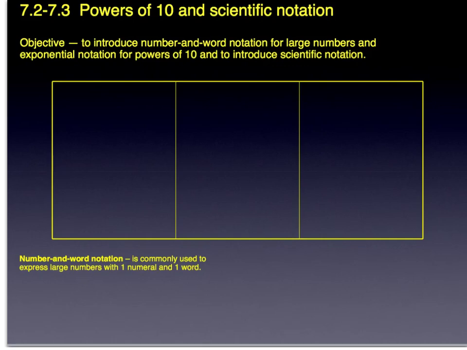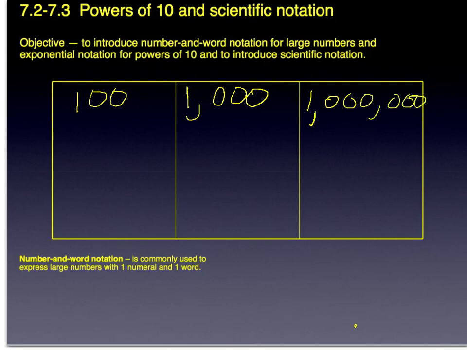Okay. So what I would like to do would be to take a second and think about three numbers, and it would be these three numbers. 100. What about 1,000 and 1,000,000? Okay. So let's think of different names we can come up with for each of these.